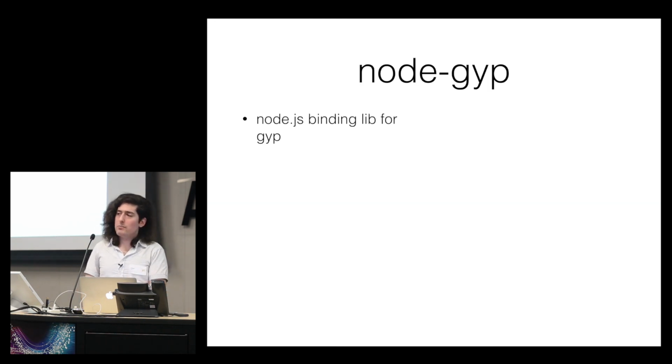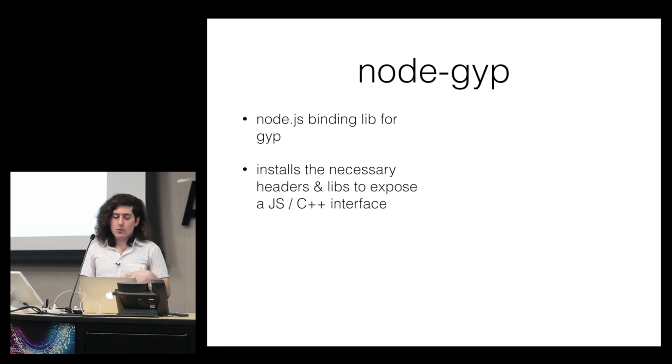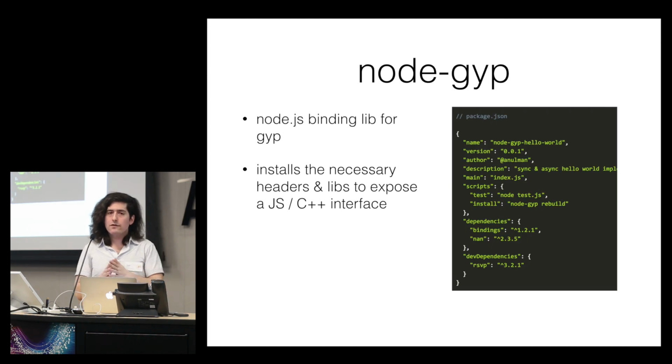Node-gyp is the Node.js binding library for GYP. It will install the necessary headers and libraries that allow you to expose the JavaScript to C++ interface, moving from JavaScript to your GYP-generated project.